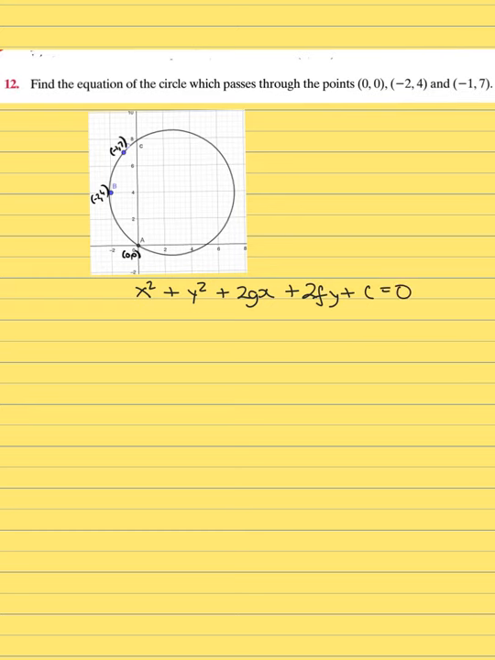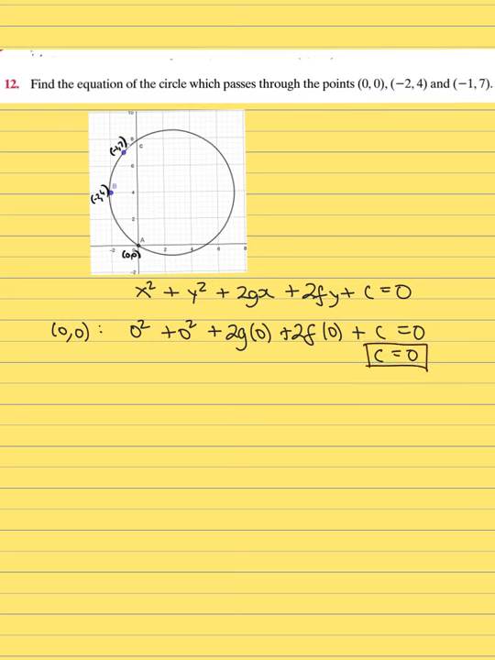Taking the first point, (0, 0), we get 0 squared plus 0 squared plus 2 times g times 0 plus 2f times 0 plus c equals 0. Now this fairly quickly reduces to give us c equals 0, which is very handy.